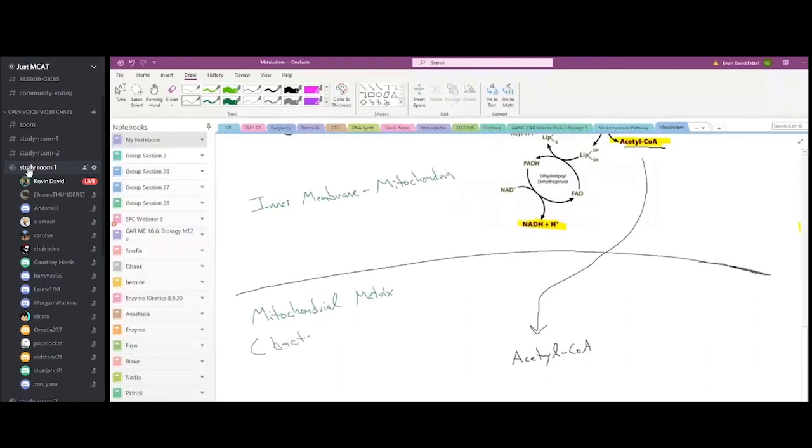Bacteria is just a bag of soup, a bag of enzymes, a bag of proteins, right? So this mitochondrial matrix is just code for bacterial cytoplasm, right? So if you took the mitochondria out, the Krebs cycle happens within its cytoplasm, which we call the mitochondrial matrix. Okay, cool. So, Krebs cycle.